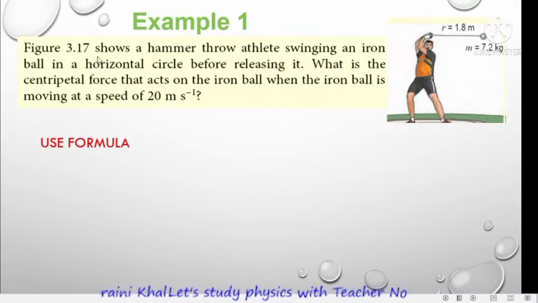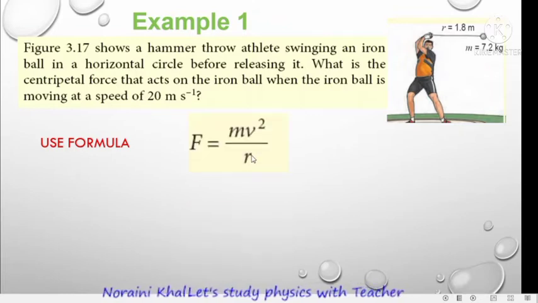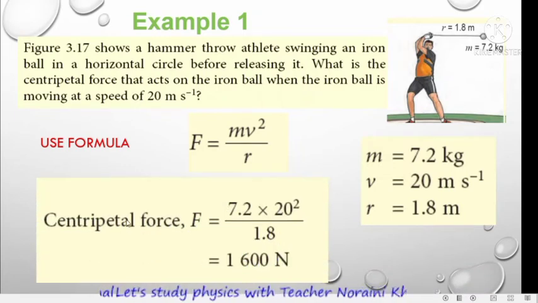Example 1: Figure 11.17 shows a hammer throw athlete swinging an iron ball in a horizontal circle before releasing it. What is the centripetal force acting on the iron ball when the iron ball is moving at a speed of 20 m s⁻¹? You can see the radius of the circle is 1.8 m and the mass is 7.2 kg. We use the formula centripetal force F = mv²/r. Substitute into the formula: mass 7.2, speed 20, and radius 1.8. Calculating, you get 1600 N.